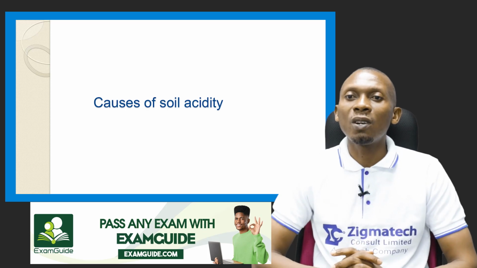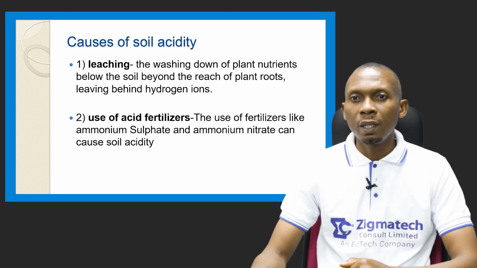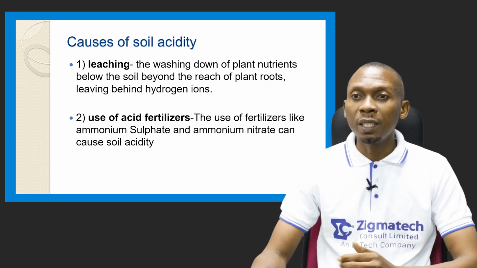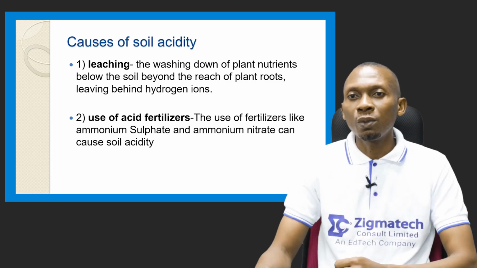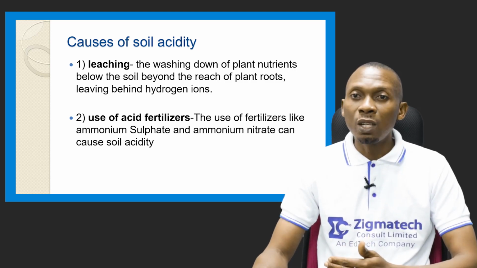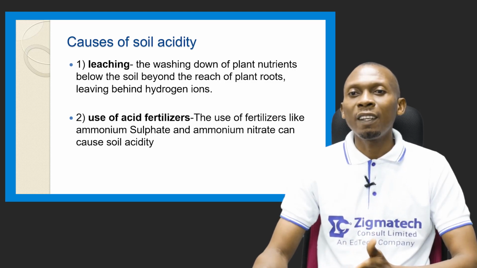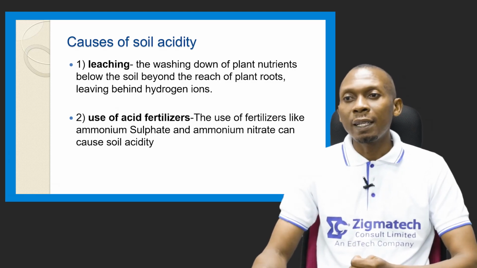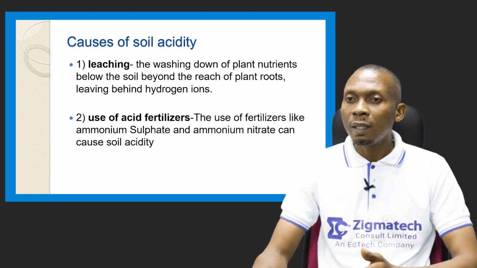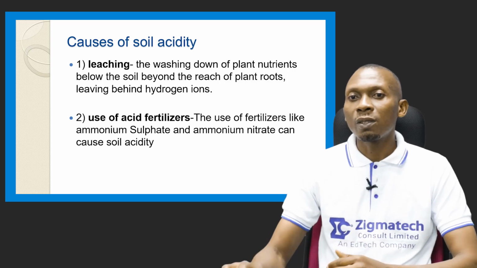Let's look at what causes soil acidity. We have leaching. I explained earlier what leaching is. This has to do with the washing down of plant nutrients below the soil, beyond the reach of plant roots. And as these nutrients are washed down, hydrogen ions are left behind, and this causes soil acidity. We also have the use of acid fertilizers like ammonium sulfate and ammonium nitrate. When they are used heavily, they could also cause soil acidity.